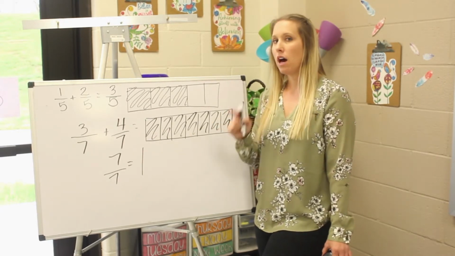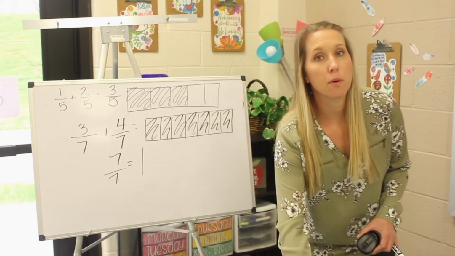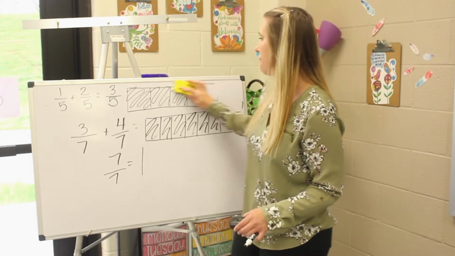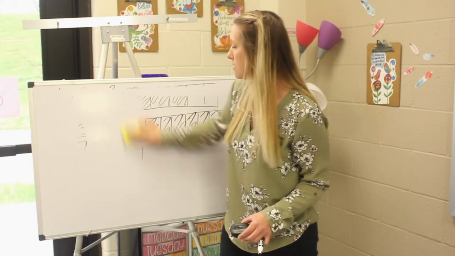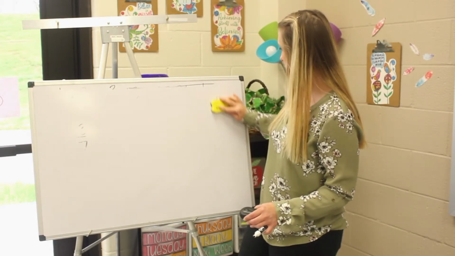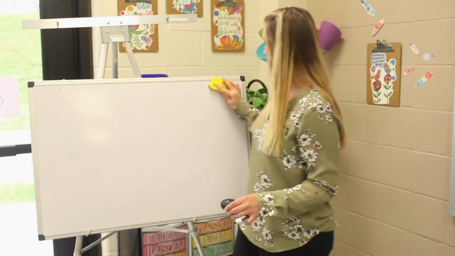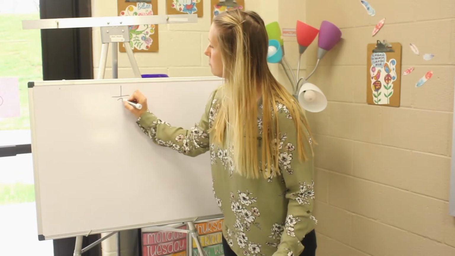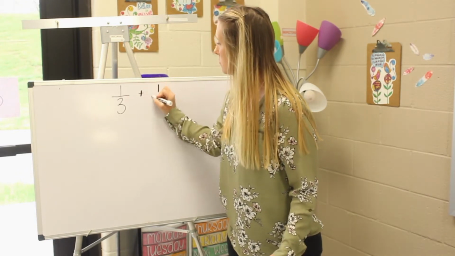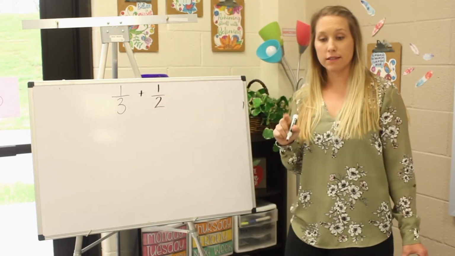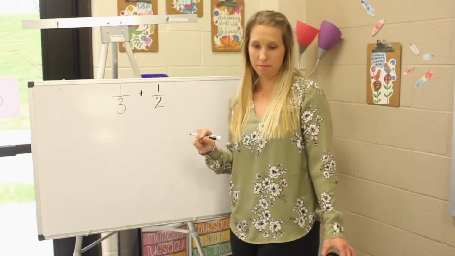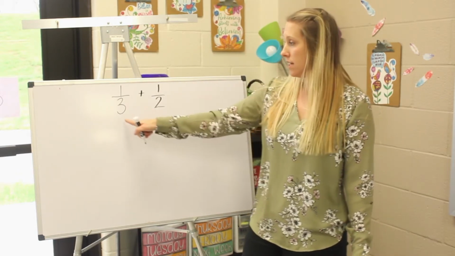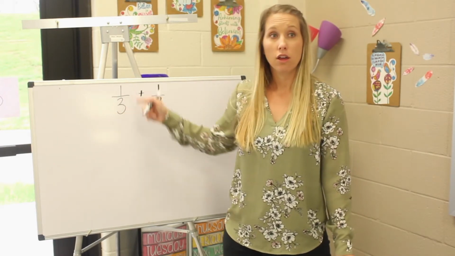Now let's begin using unlike denominators. I'm going to erase my board. Can you write down the expression 1/3 plus 1/2? You will notice this time that our denominators do not match. And remember, the denominator tells us the number of pieces in the whole. So this whole is going to have how many pieces? 3. Let's show that.